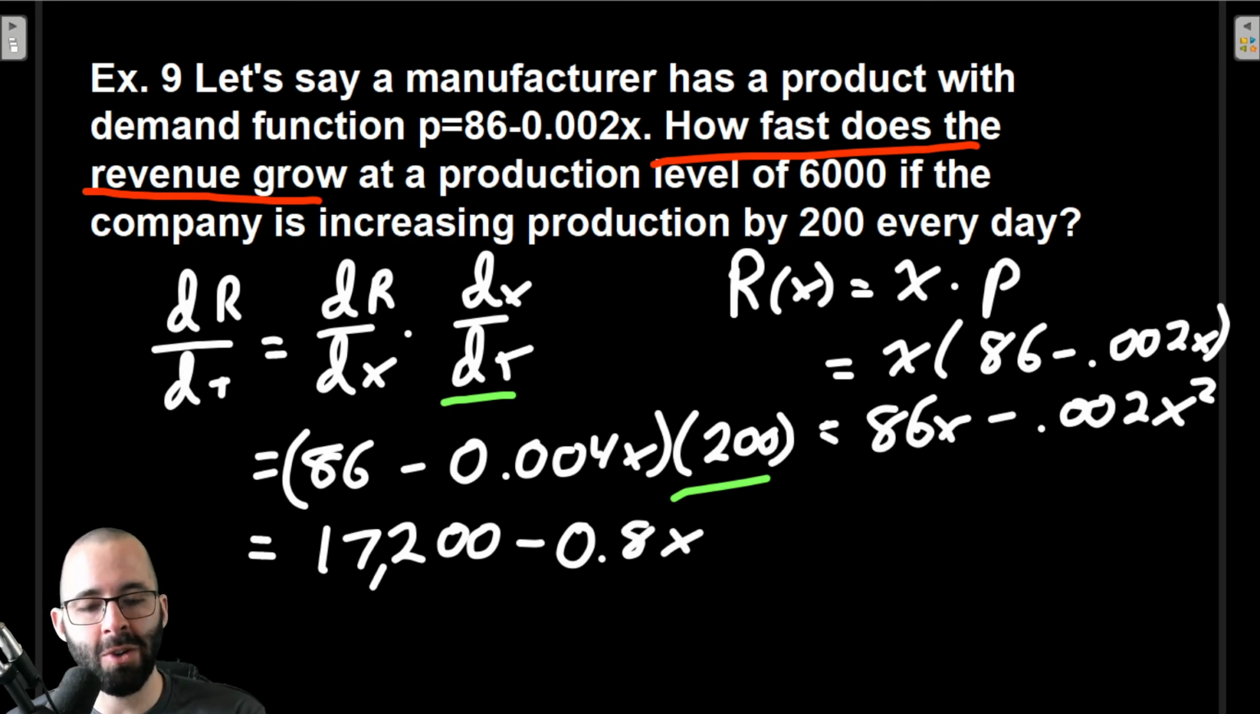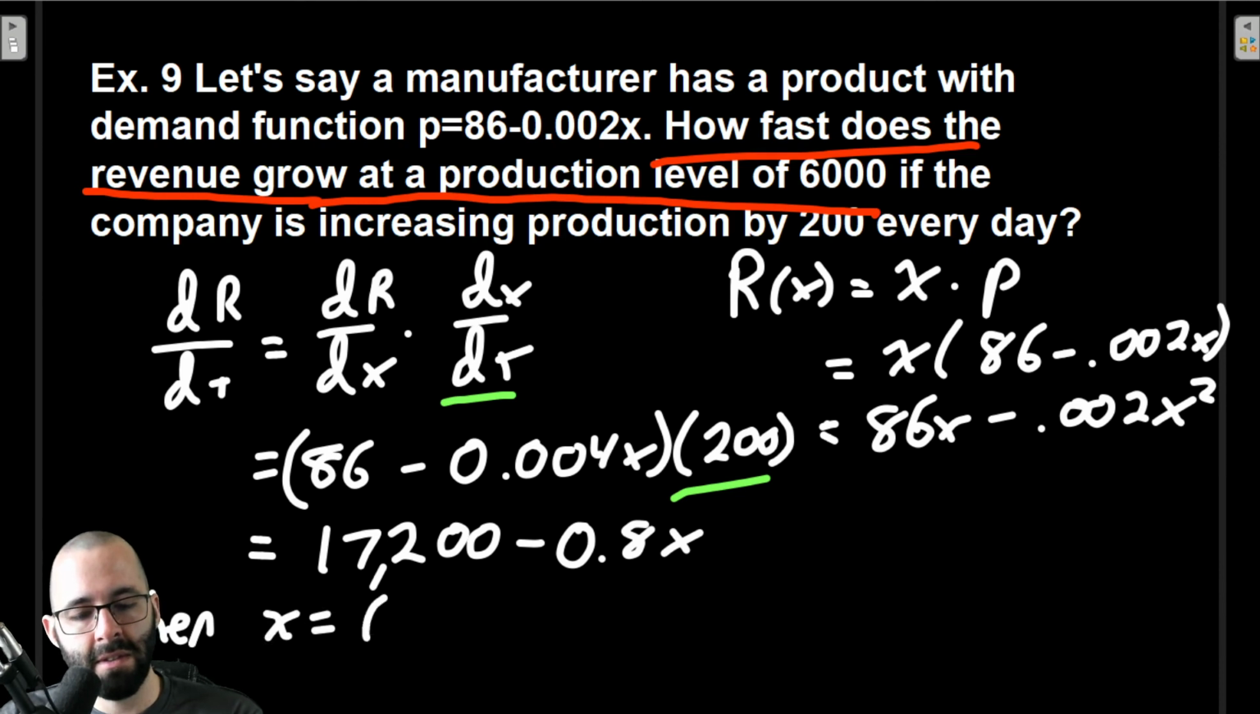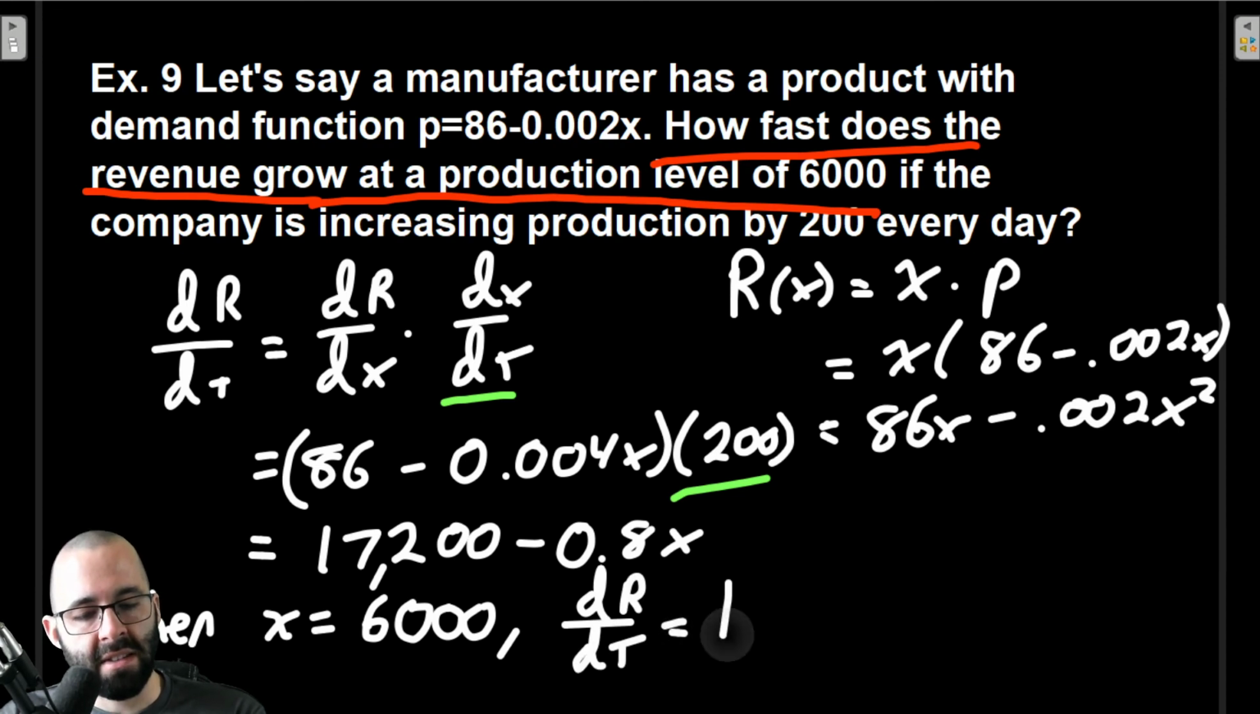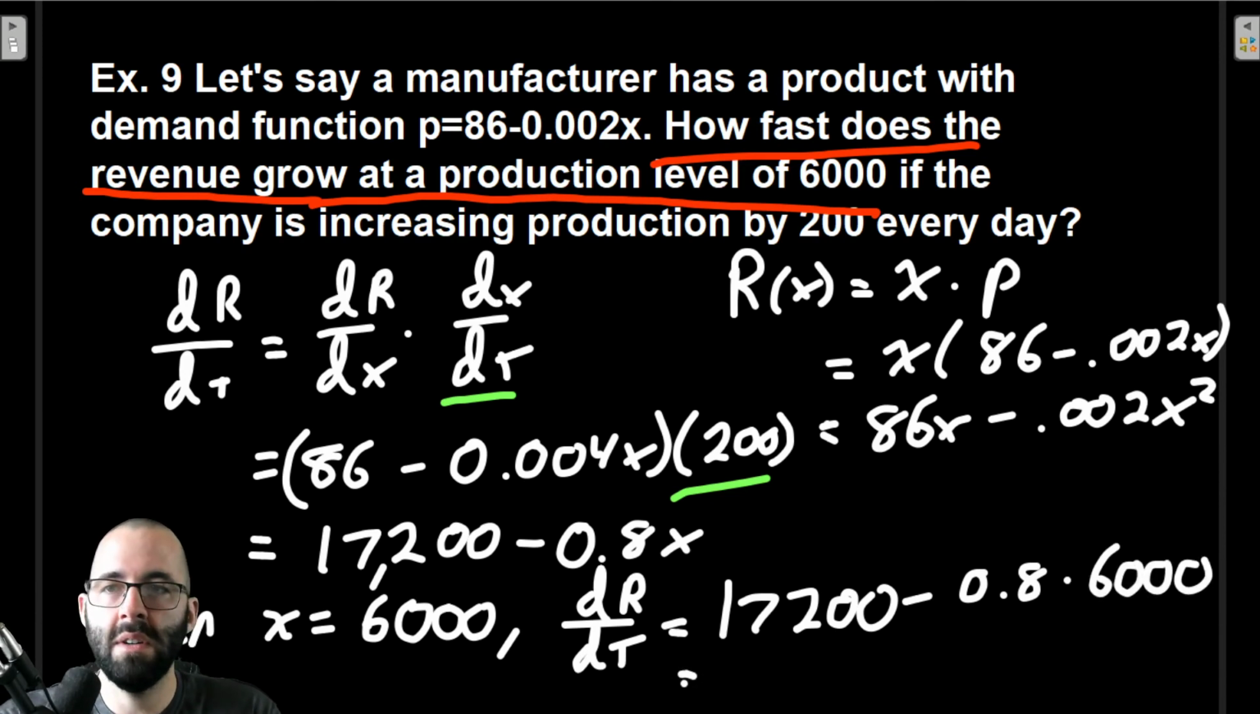Well, hold up. How fast does the revenue grow at a production level of 6,000? So it specifically wants to know when x is 6,000. Okay, so when x equals 6,000, dr/dt is going to be 17,200 minus 0.8 times 6,000, which comes out to some number.